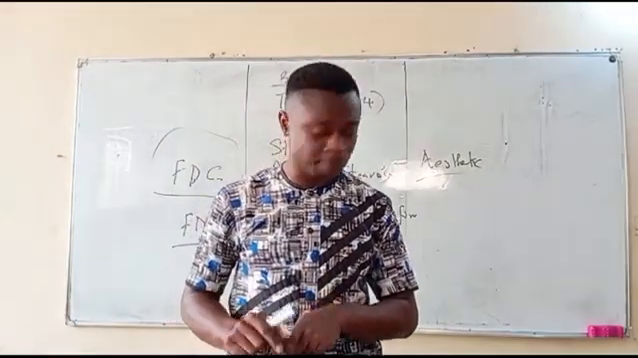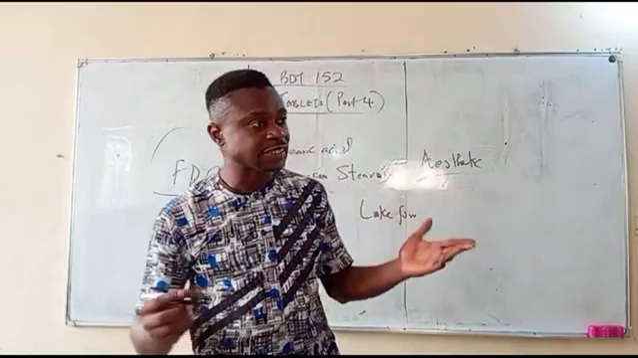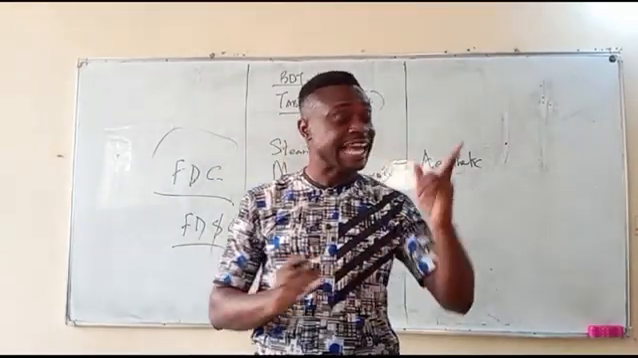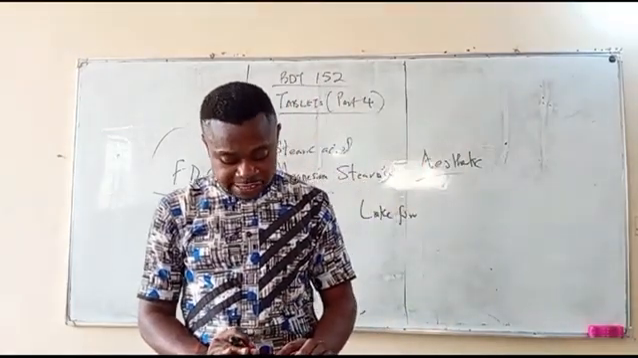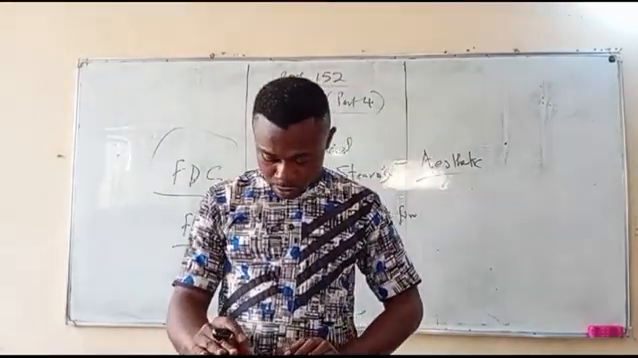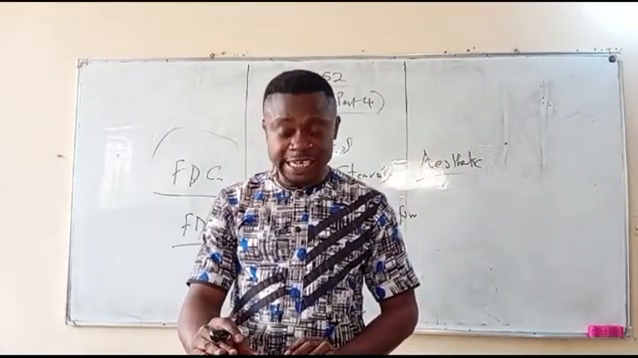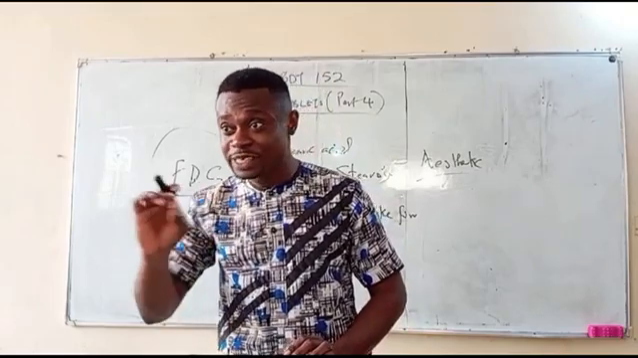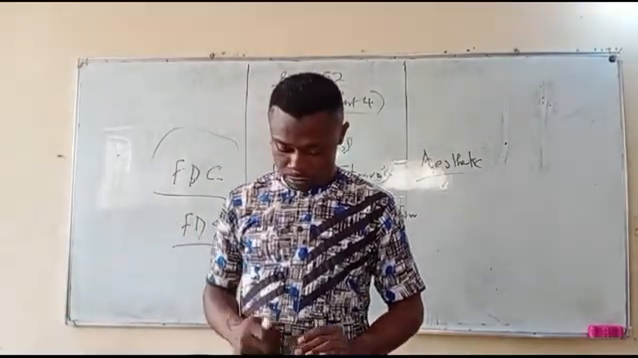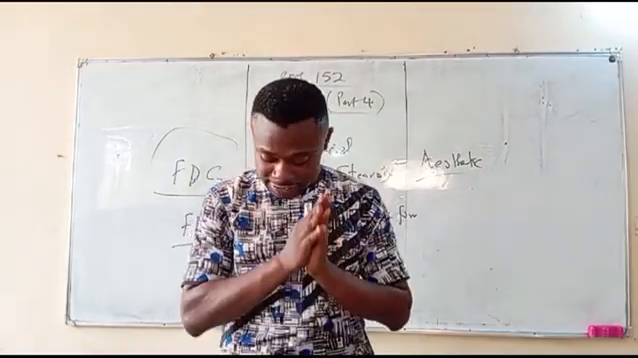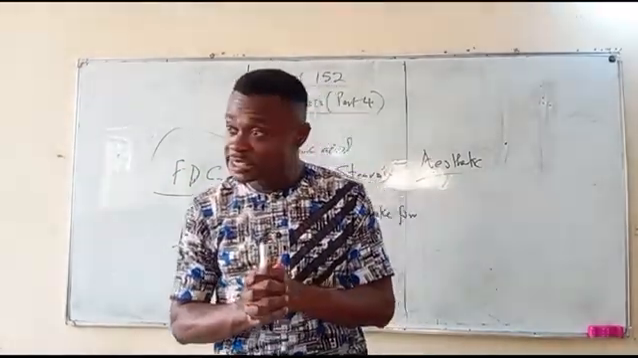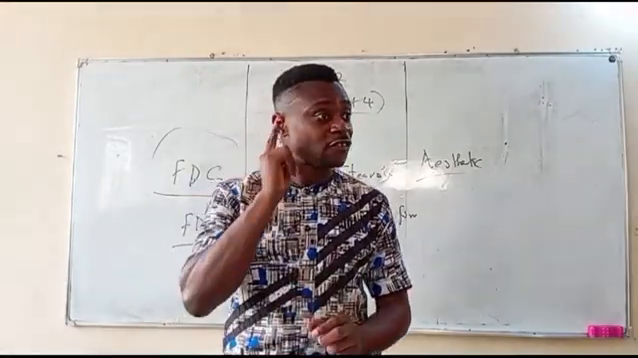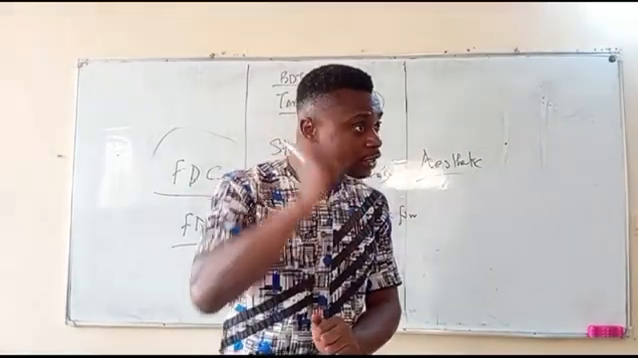I'm trying to explain here. So, examples of these dyes: we have FD and C yellow 6, which is sunset yellow. F, D, and C yellow 6 means sunset yellow, while F, D, and C yellow 5 means tartrazine.